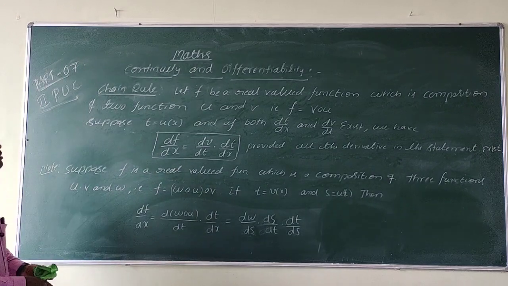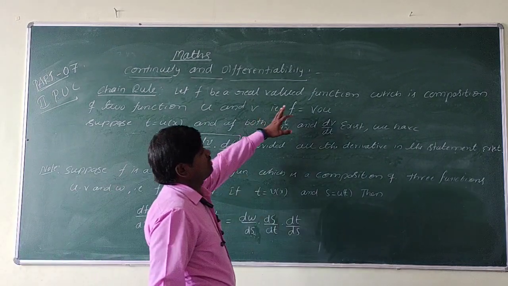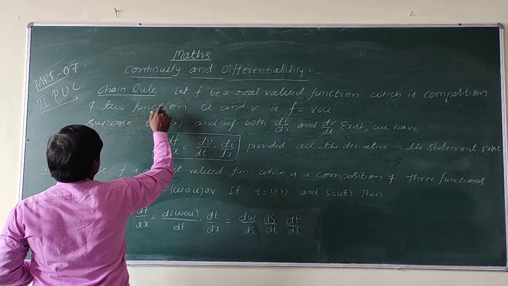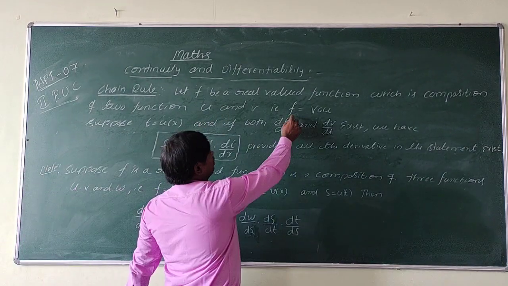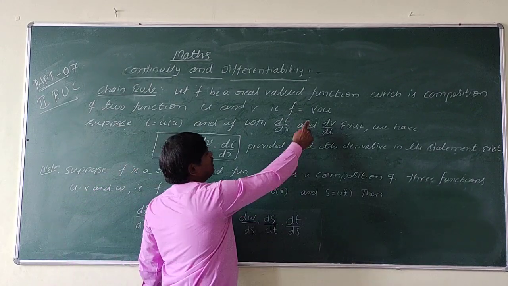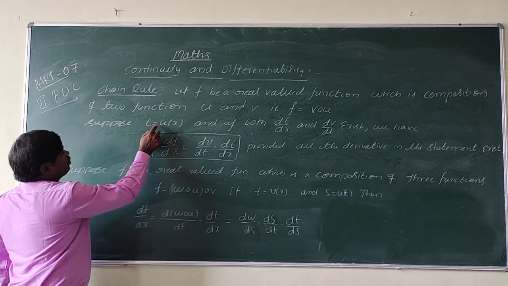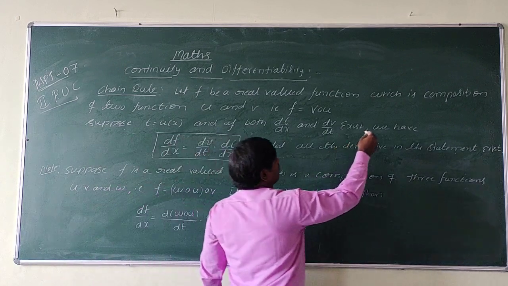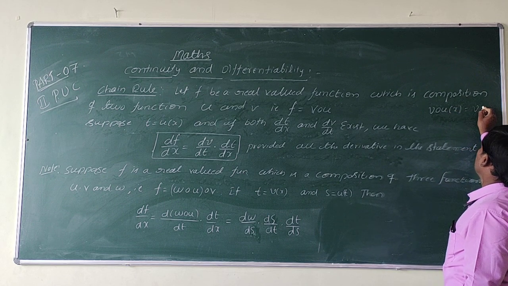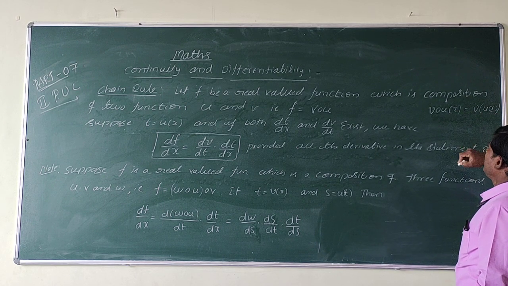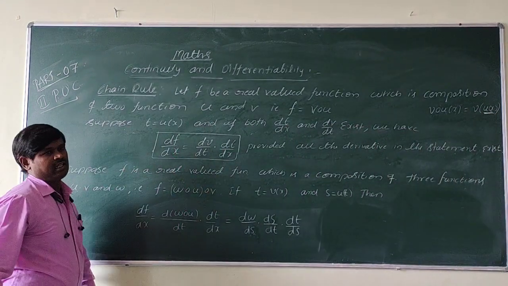Observe here. Let f be a real valued function which is a composition of two functions, u and v. So the composition function is f is equal to v circle u, that is, v composition u. Suppose I take t is equal to u of x. Already you know that. So we are taking v circle u of x, which is v of u of x. So I am taking u of x is equal to t.